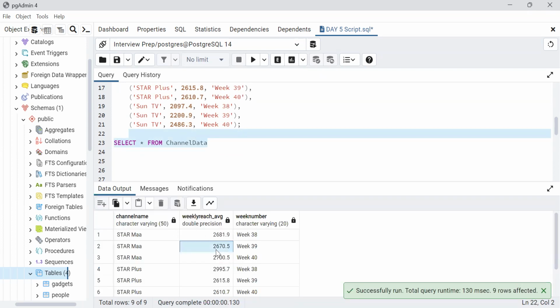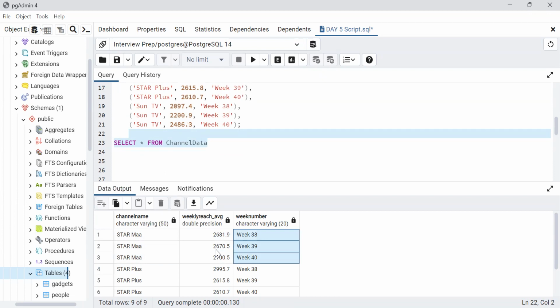So right now what you see on the screen is star mark has basically 3 records, week 38, week 39, week 40. And then we have the reach for each week. What we have to do is find out the name of those channels for which the reach has increased, not decreased. Okay, did everyone understand the problem statement now? I hope this makes everything easy. Okay, great.